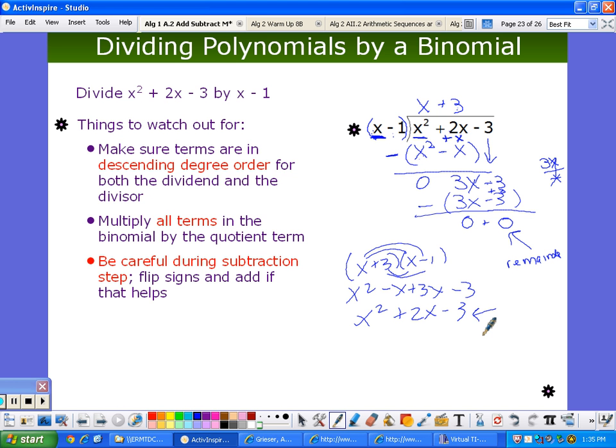So things to be careful. When you are setting up these divisions, this polynomial has to be in standard form, meaning you have descending exponents. Multiply all terms in the binomial by the quotient first. When I did the x times x and the minus 1, it is a distribution issue. And this is the key thing, be very, very careful when you're doing your subtraction. You may want to go ahead and flip sides and add, if that'll help you get there. There's one more little thing, I'm gonna leave it for now. But for now, that should be good.